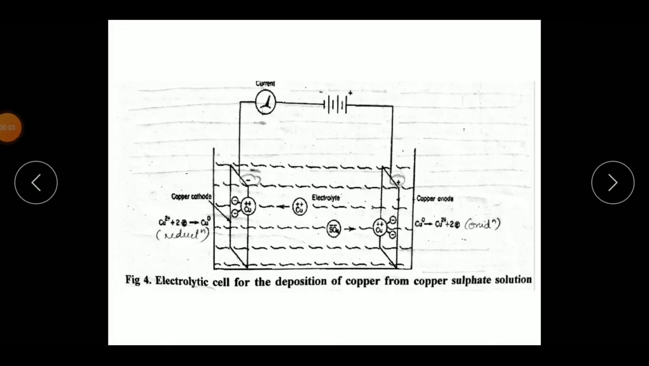So here we look into the simple electroplating system for the deposition of copper from copper sulfate solution. Here you can see the diagram given as electrolytic cell for the deposition of copper from copper sulfate solution. You can see Cu2+ and SO4 2-. This solution shown here is your electrolytic solution. It will contain positively charged Cu2+ as cations and SO4 2-, that is your sulfate ions, which are anions. So what will happen when you supply external electric current?